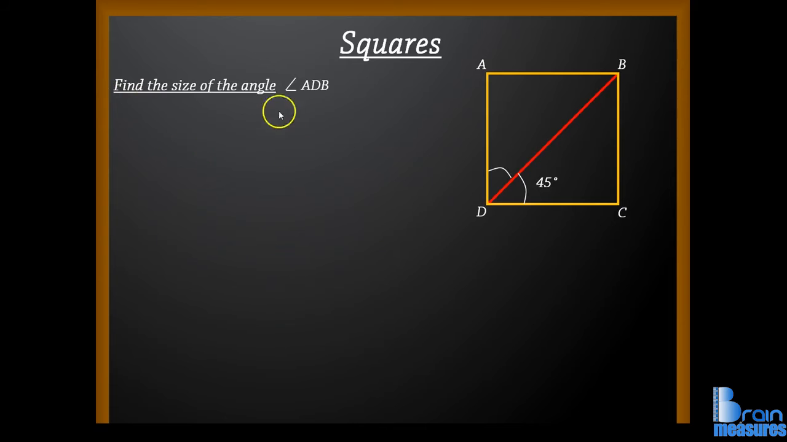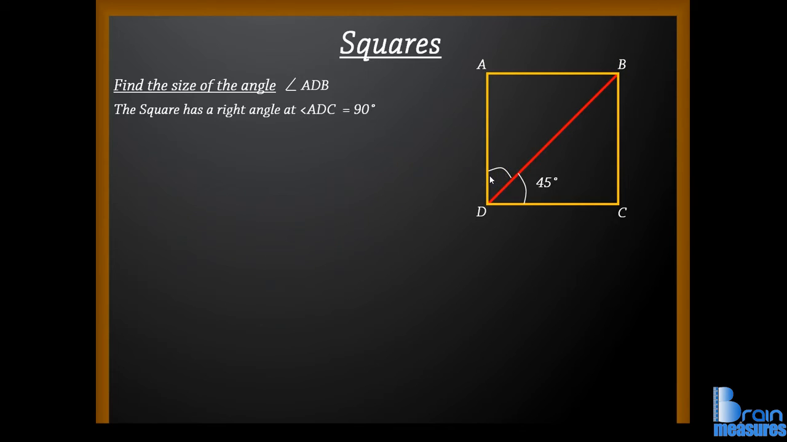Find the size of the angle ADB. Let's first see where this angle is. So we have the angle at D, which is right here. But at D, we have two angles. We have this one, which is 45 degrees, and this one that we don't know of. It's the angle at D, but it starts from A and it ends at B. So it goes down to D and then up along the red line all the way to B. So this is the angle that we're trying to find.